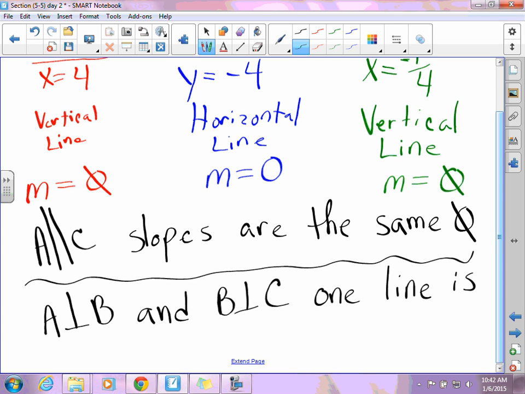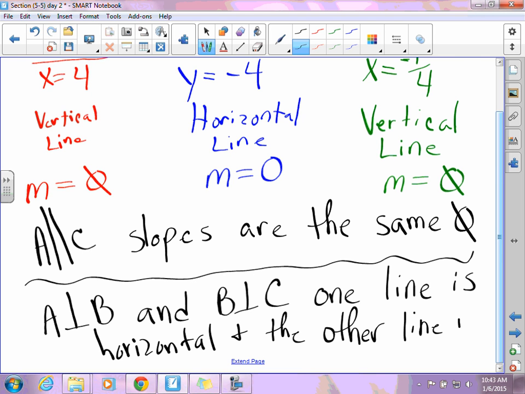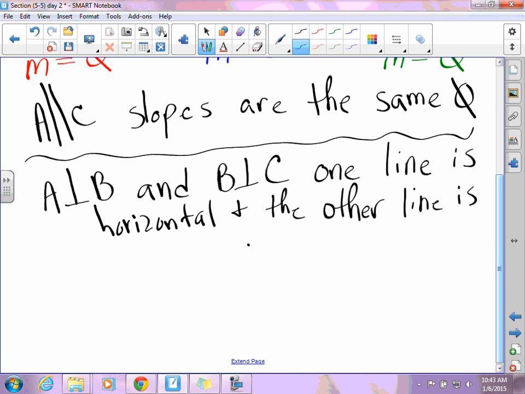Questions? It's huge, huge. You're going to see it here. You're going to see this in geometry. You're going to see it in Algebra 2. You're going to see it in pre-calc. You're going to see it in college algebra. You're going to see a lot of this stuff, especially the perpendicular, or the vertical and horizontal lines.